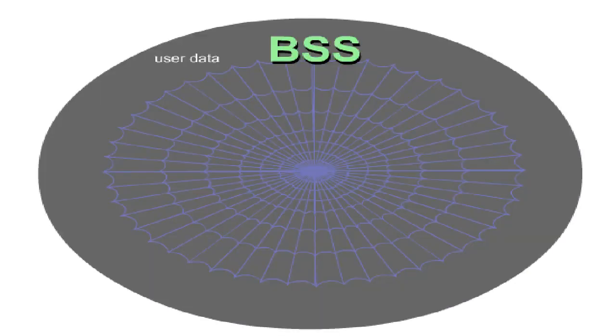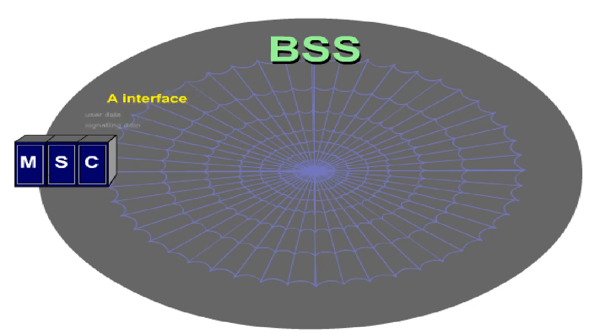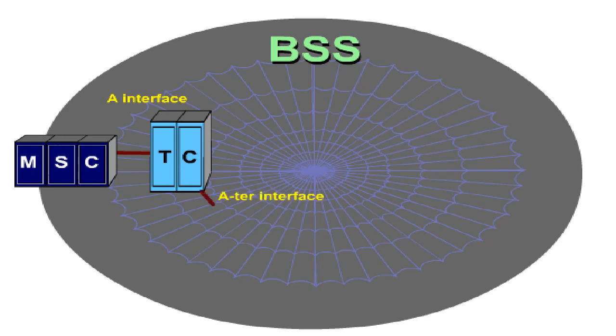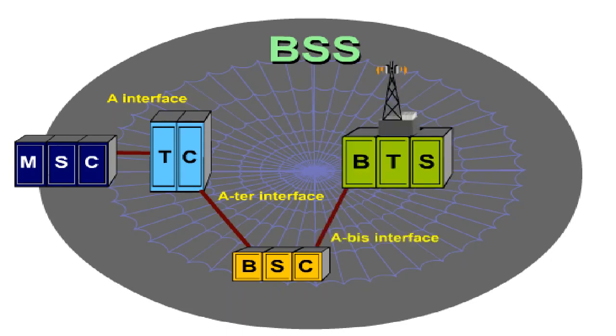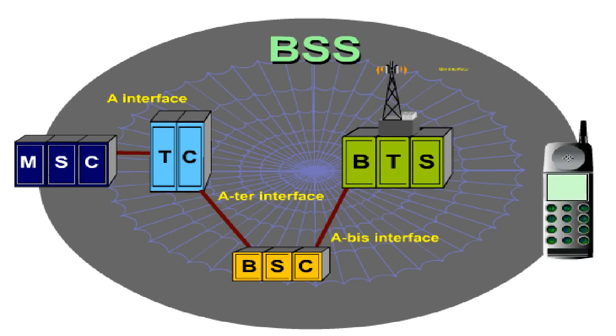Within the BSS, the user and signaling data is transported over a series of interfaces. The A interface connects the Mobile Services Switching Center, MSC, with the transcoder, TC. The ATA interface connects the transcoder with the base station controller, BSC. The A-BIS interface connects the BSC with the base transceiver station, BTS. Finally, the data is transmitted to the mobile station via the air interface, UM.